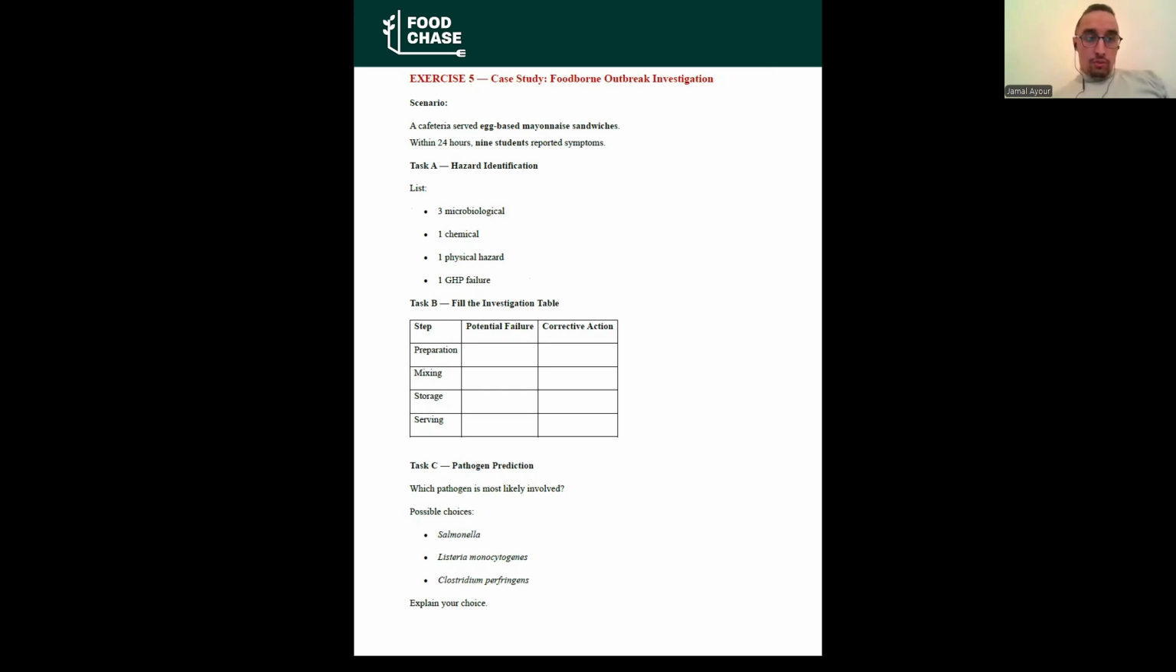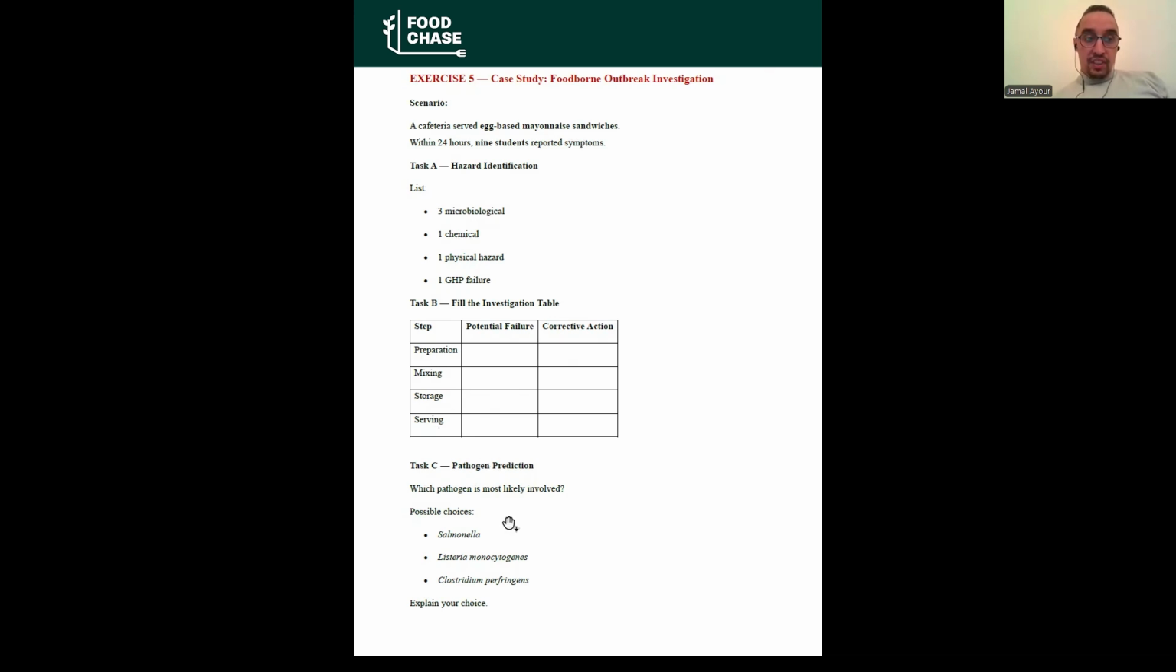For example, for a microbiological hazard such as Salmonella, Staphylococcus aureus, or Bacillus cereus. And then we do the same for the other dangers. For task number B, or number 2, complete the field investigation table. At each step, preparing, mixture, storage, and serving, identify a failure and write corrective actions for each step.